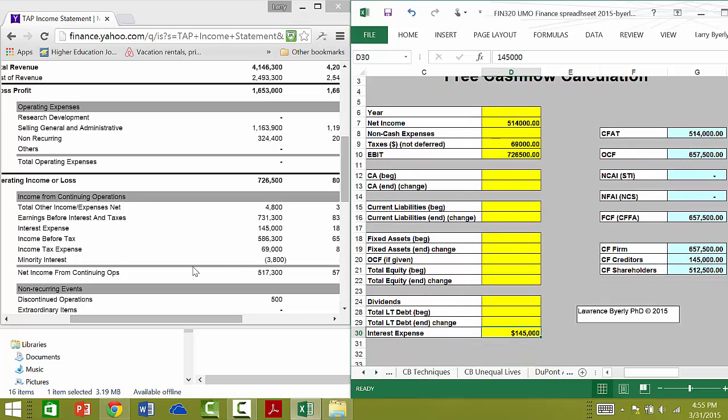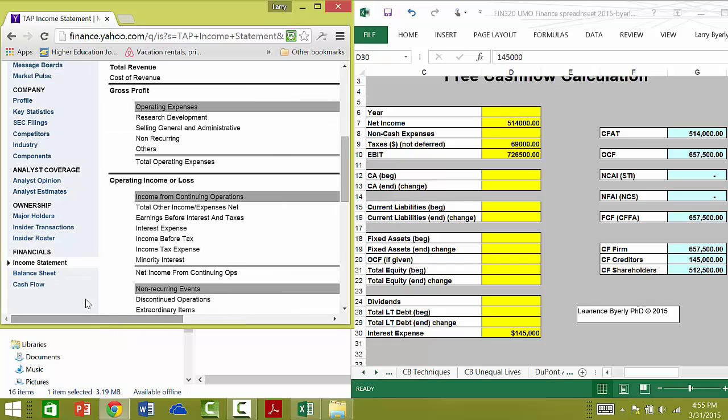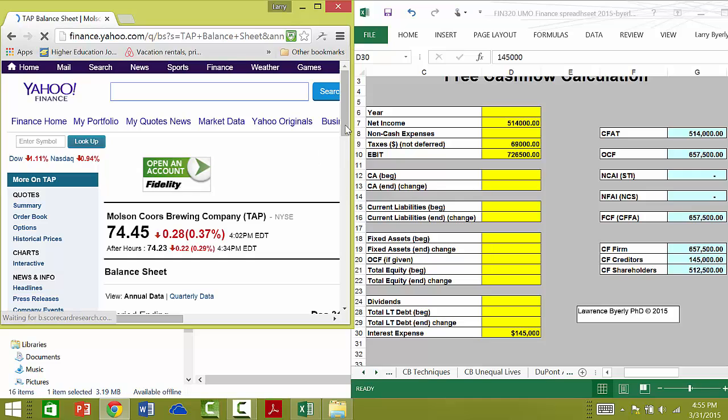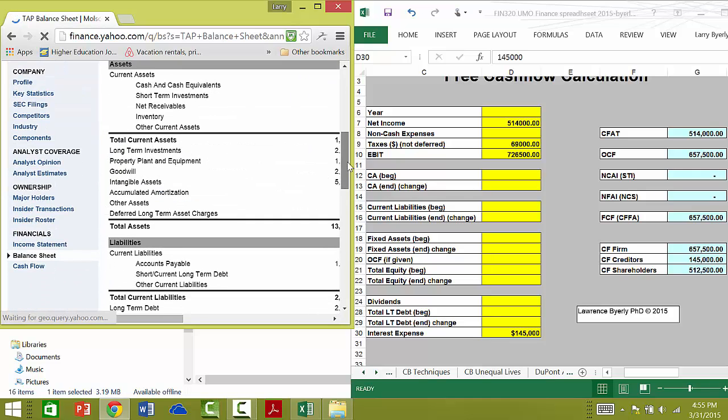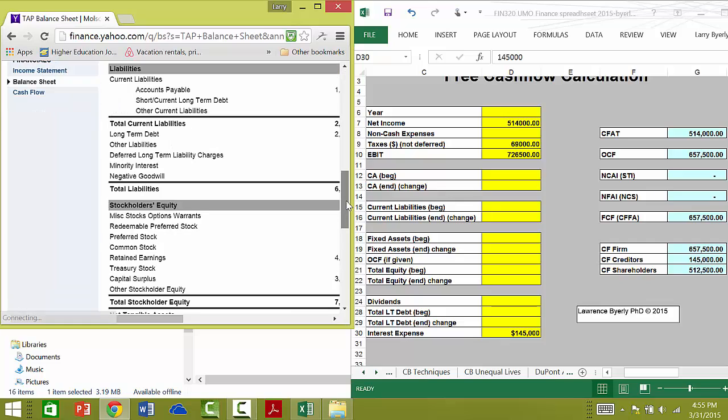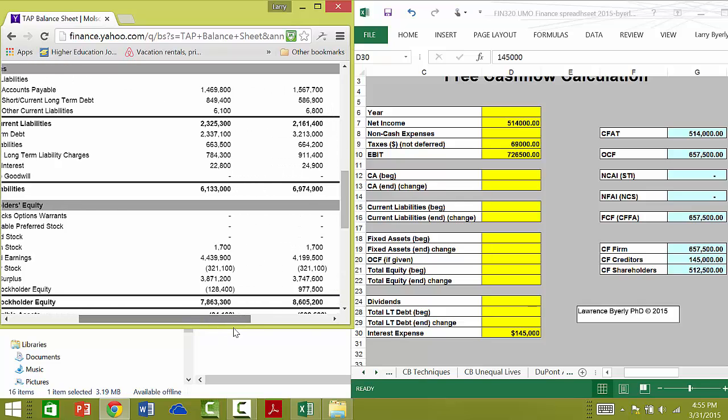Now we need to go to the balance sheet. So again, scroll back over here to the left. Let's find the balance sheet. The first thing we need is we need to know something about asset investment for this category. So we need the beginning and ending current liabilities. So here's the beginning and ending. The beginning is up here is 2,161,400. And it's 2,325,300 is the ending current liabilities.